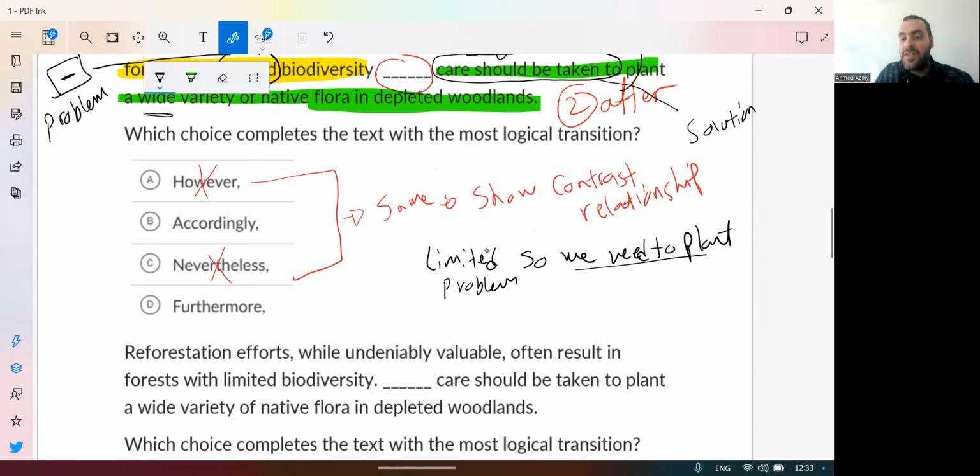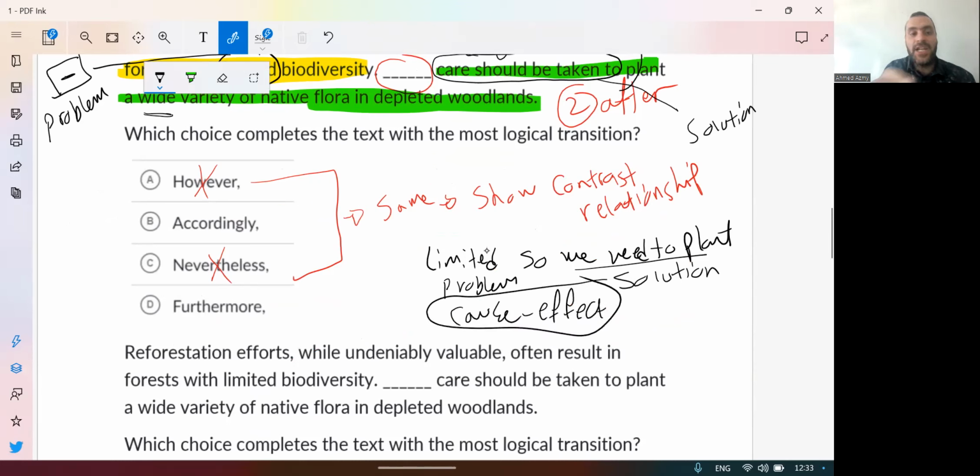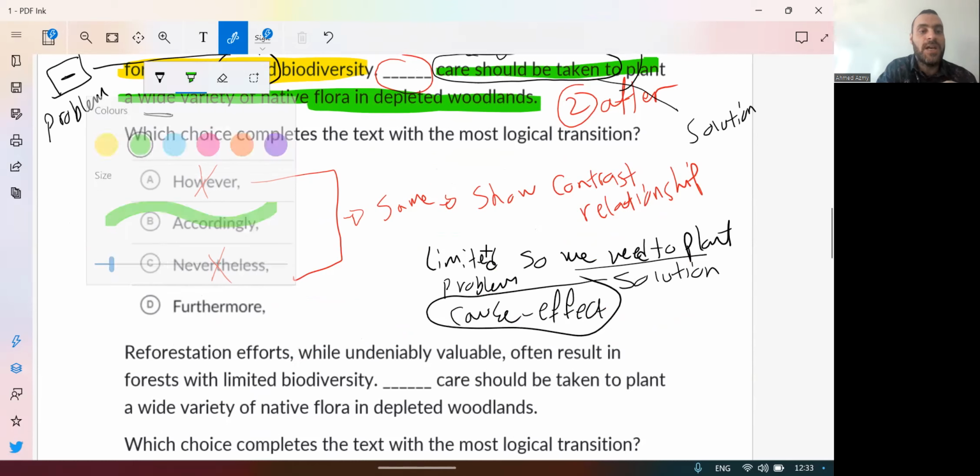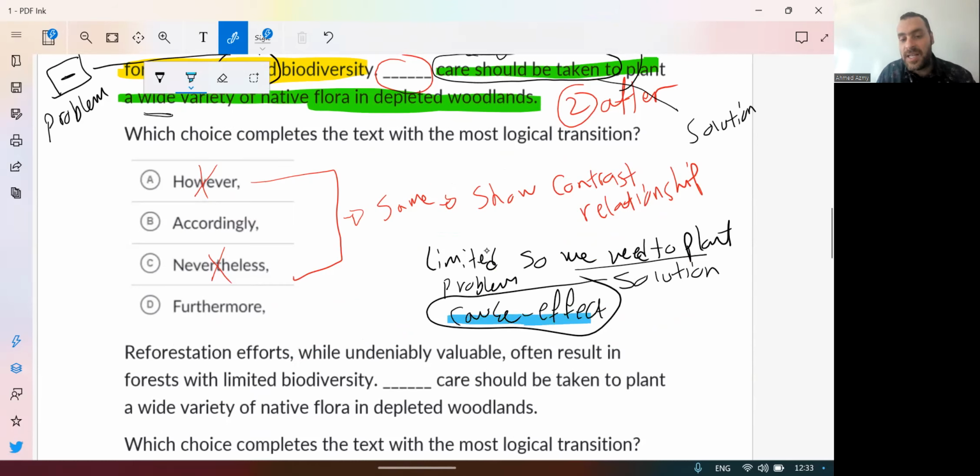This is the solution. So what type of relationship? Here, the type of relationship is the cause and effect relationship. Why? We have a problem, limited resources, sorry, limited biodiversity. So we are going to plant. We are going to solve this problem.